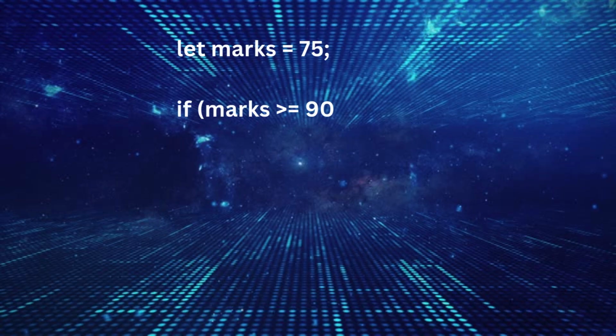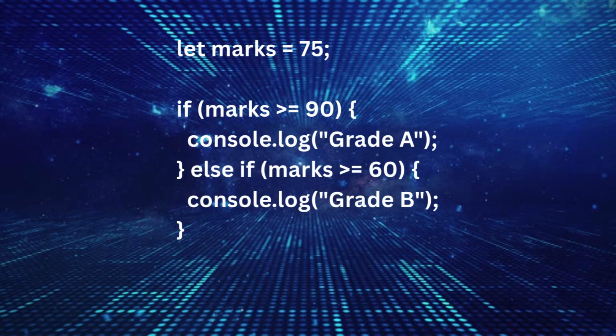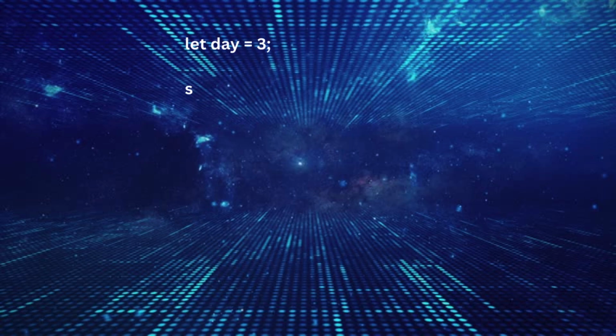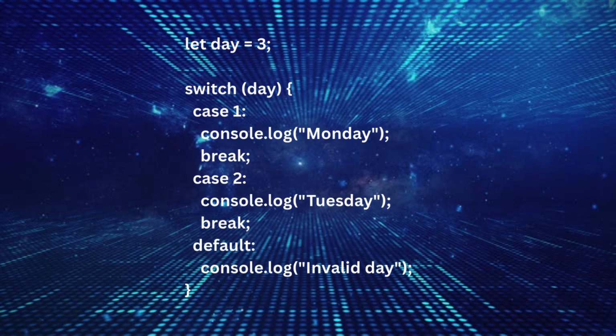We use else if when we have multiple conditions. JavaScript checks each condition from top to bottom. The switch statement is used when we have fixed values. The break keyword stops the switch from checking more cases.